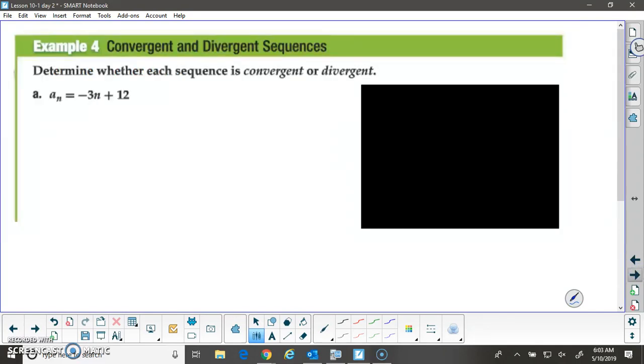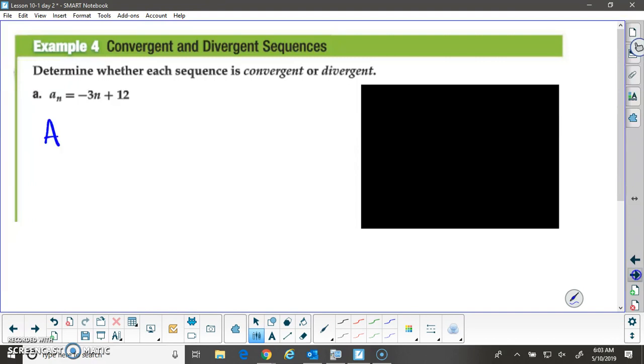Now we've been working with formulas. This particular problem says determine whether each sequence is convergent or divergent. And they're giving us a formula. This formula is an explicit formula, which means to find the third term, we just put 3 into the formula. This isn't a recursive formula.